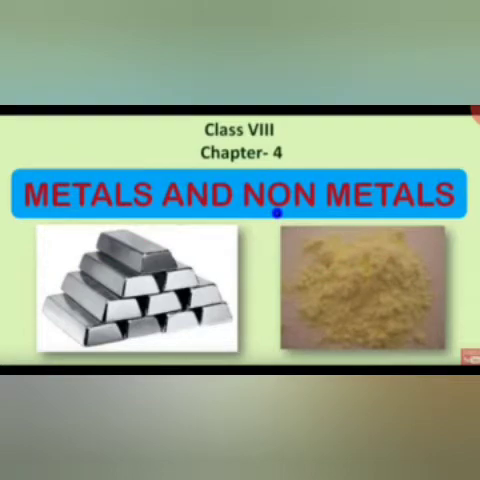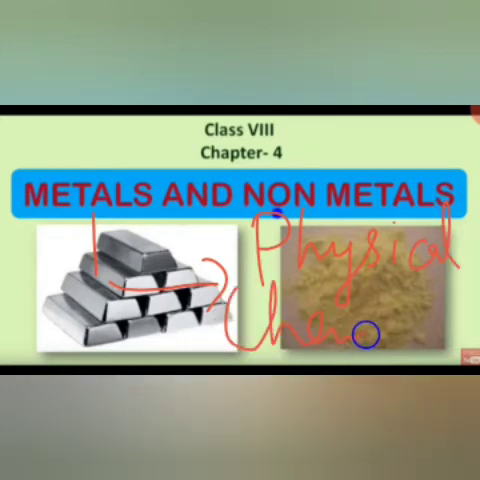Properties will also be of two types. Metals will have two types of properties. First one is physical and second one is chemical. You know that physical properties are those changes which you are able to see and feel, but some changes take place which we are not able to look at, and these are said to be chemical changes. So now let's start understanding the physical and chemical properties one by one of metals and non-metals.